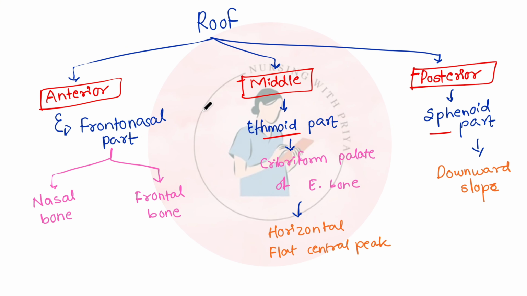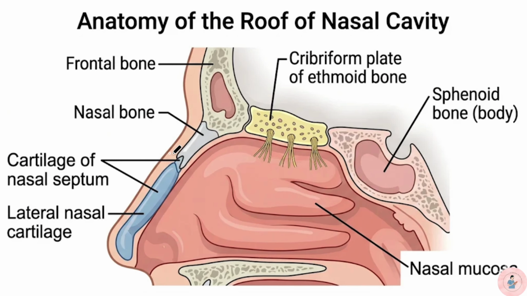The anterior part is also called the frontonasal part because it has the frontal bone and nasal bone present in it. Then we have the ethmoid part and the sphenoid part. Here you can see the section from here to here is known as the anterior part or frontonasal part because it is made up of the frontal bone and nasal bone.